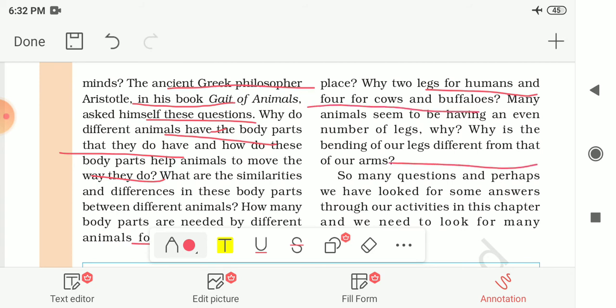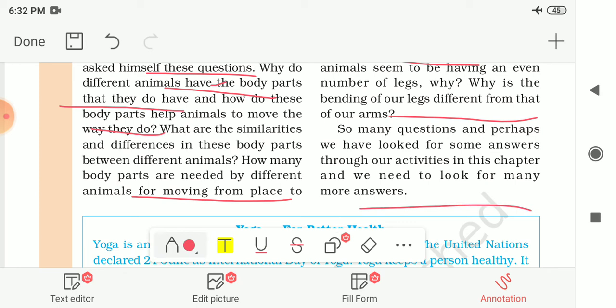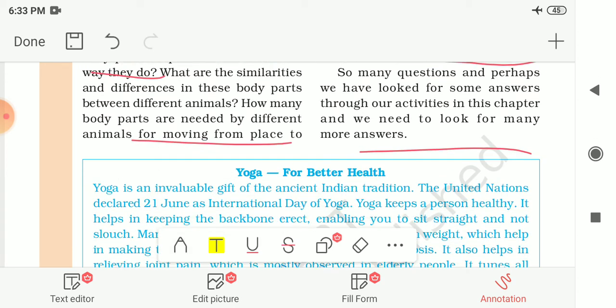Many animals seem to have an even number of legs. So why do they have this many legs, and why is the bending of our legs different from our arms? So many questions, and perhaps we have found some of the answers through the activities in this chapter. We need to look for many more answers in the upper classes. So here our chapter gets over.